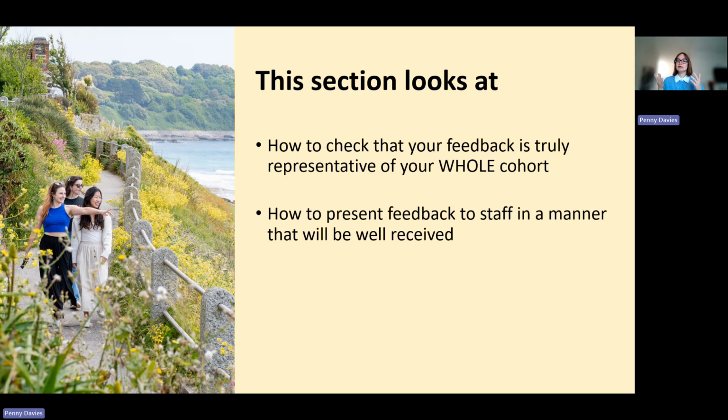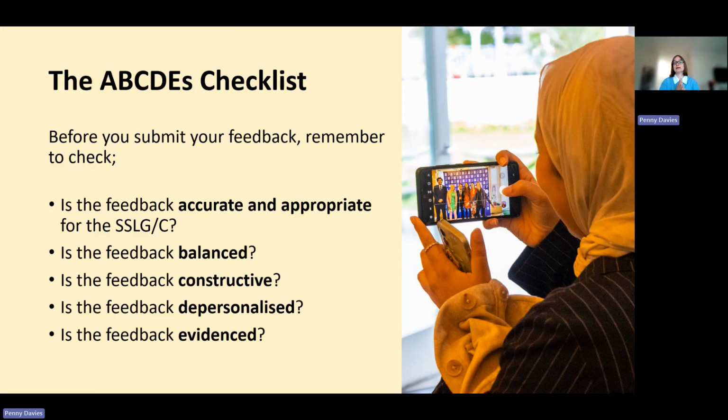So at this point, you've gone through different methods of collecting feedback, you've sent out an online survey, you've run a focus group, you've got all of your raw data essentially, and you're going to sort through this raw data to check that it is representative of your cohort and appropriate for the meeting that you're going to submit it to. And you can do this primarily through our ABCDEs checklist.